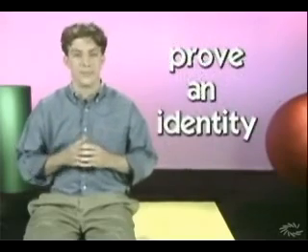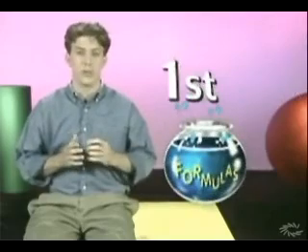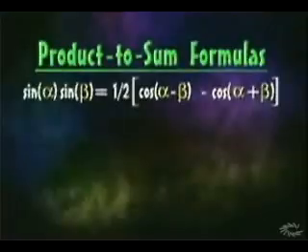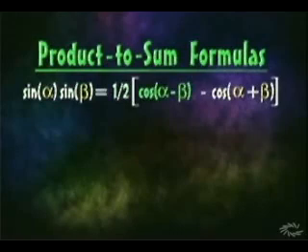We'll get to those in a minute. First, we'll fill you in on the formulas, and then we'll explain them. Here's the first one. The sine of alpha times the sine of beta equals 1/2 times the cosine of alpha minus beta minus the cosine of alpha plus beta.